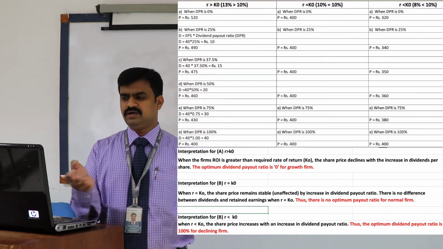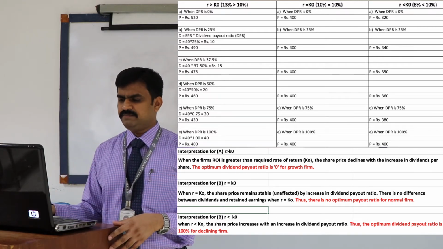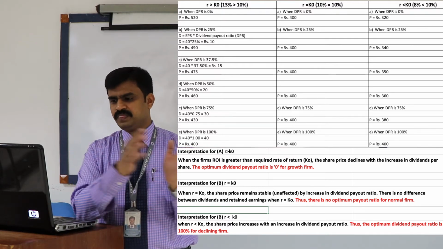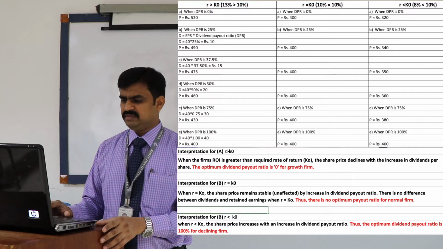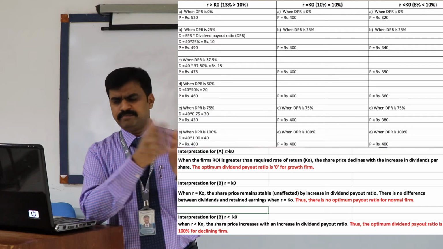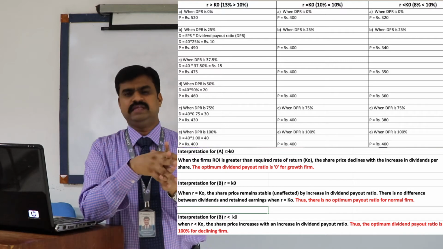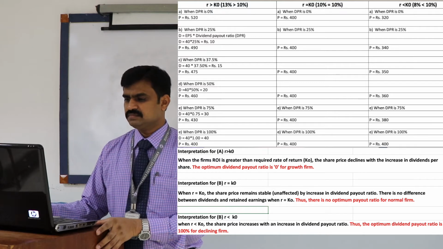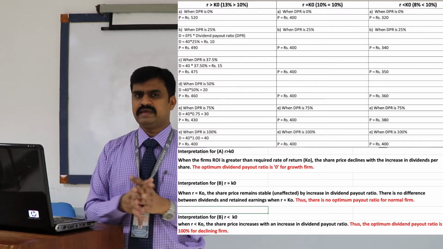Whether they give 0% dividend or they give 100% or they give 75%, it doesn't matter. So what is the dividend policy for them? For this kind of company, there is no optimum dividend payout ratio. Whatever they give is optimum for them. These are called normal firms when R is equal to K naught. The normal firm is highly impractical because it will not always be equal. Got it? Understood, students? Yes or no? Understood the normal case?